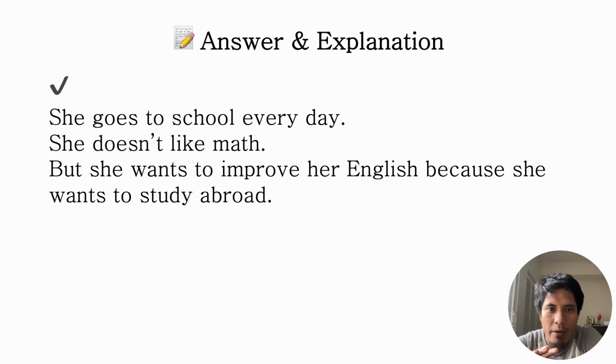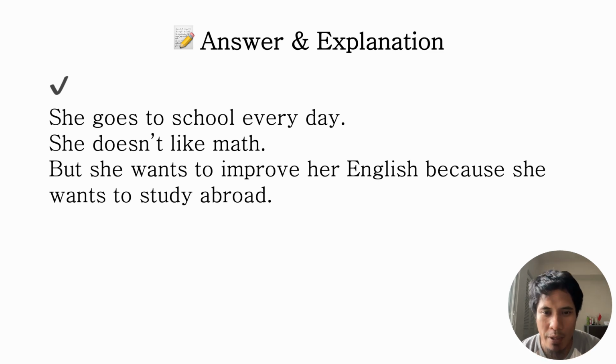Alright, let's check the paragraph together and analyze the errors. The correct version is: she goes to school every day, she doesn't like math, but she wants to improve her English because she wants to study abroad. Now, let's look at the errors one by one. First, "she go to school." This is a grammar error, specifically subject-verb agreement, okay? It should be "she goes."